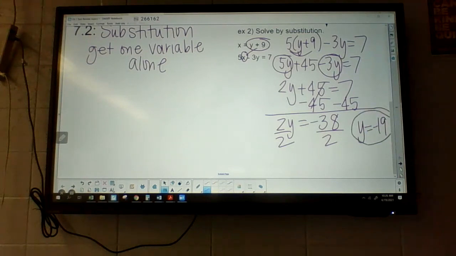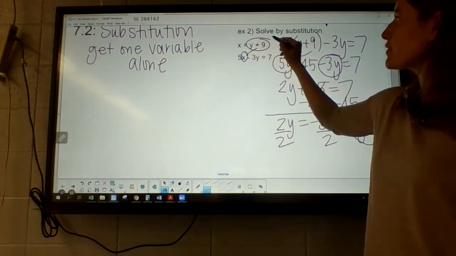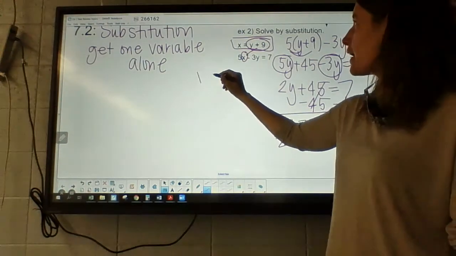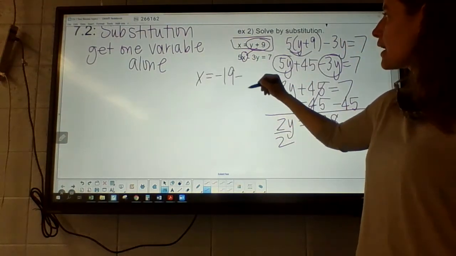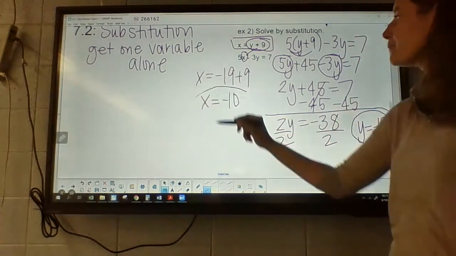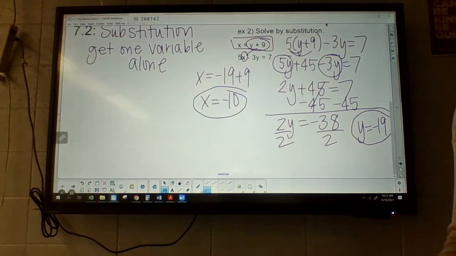Once I know y, then I want to substitute that back in to find our x value. I like using that first equation that I used to substitute because it's already solved for x. So y is -19, and then plus 9. So this is a -10. So that's solving by substitution. I found x and y.